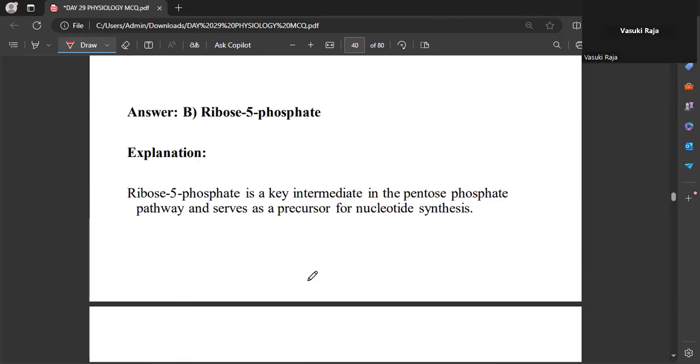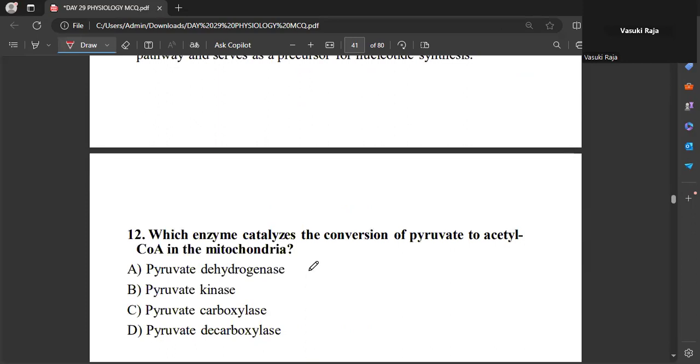Okay, I'm sorry. The pentose phosphate pathway, I didn't teach that. Okay, fine. Which enzyme catalyzes the conversion of pyruvate to acetyl-CoA in mitochondria?